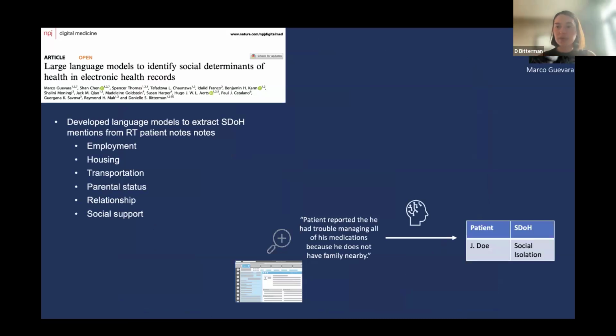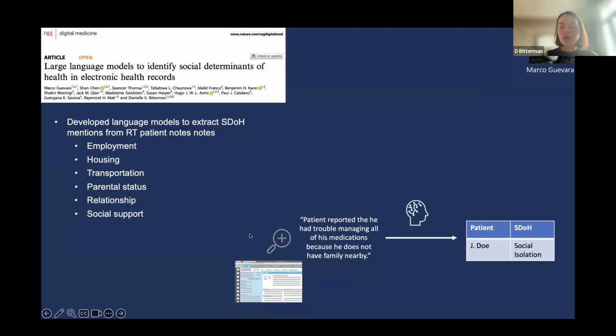So here's one example where we looked at the potential of language models to automatically extract social determinants of health from the clinic notes, because this is something that in the United States is usually documented in the clinic notes. And so we don't have a lot of good ways to measure and monitor social determinants of health at scale. So our models extracted different types of social determinants of health.